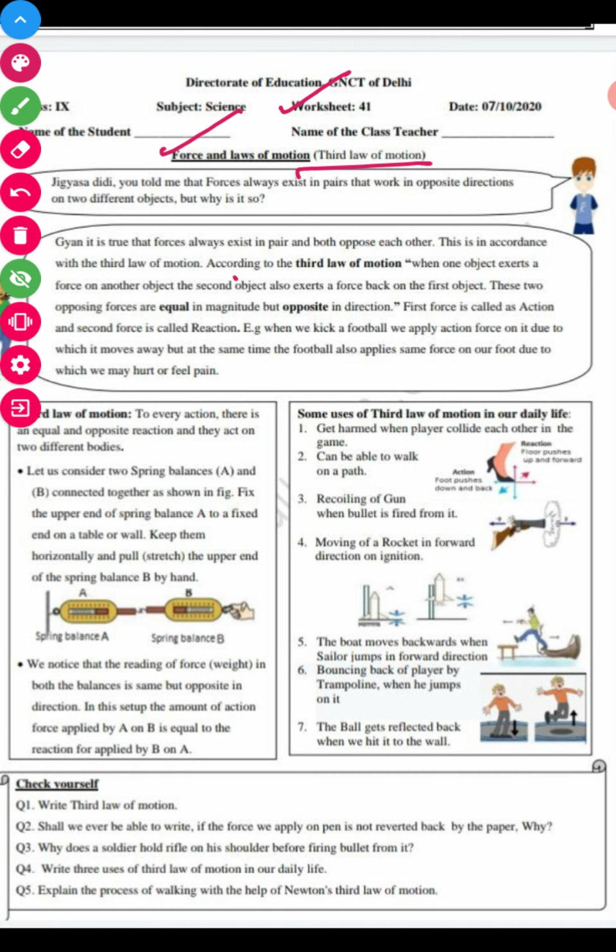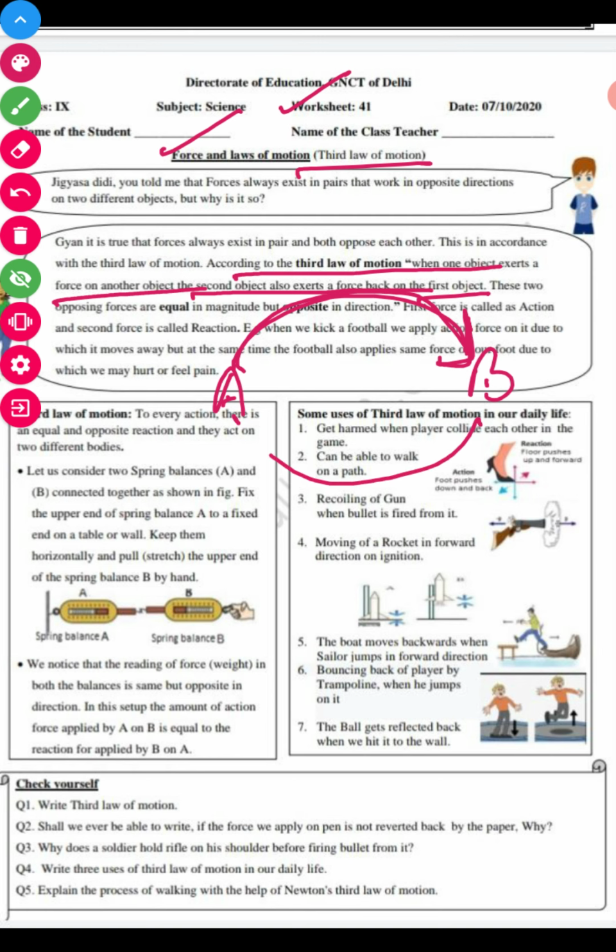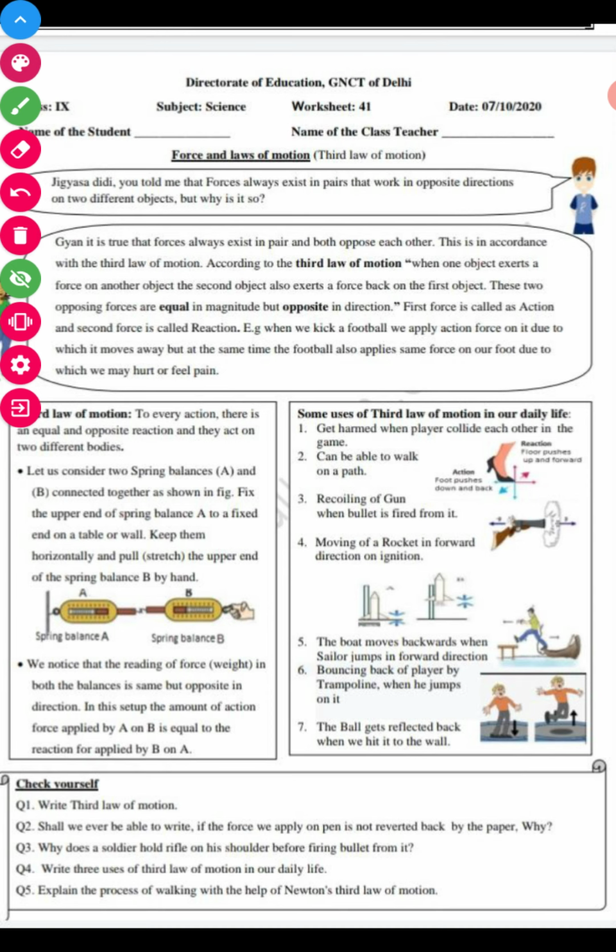According to the third law of motion, when one object exerts a force on another object, then the second object also exerts a force back on the first object. This means action and reaction are equal and opposite. If this is object A and this is B, if A exerts a force, not pressure, a force on B, then B also exerts a force on A. This is called the third law of motion.